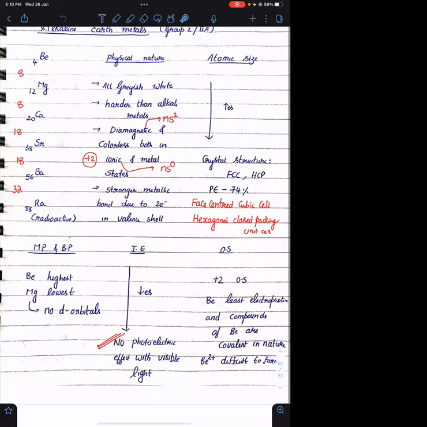In crystal structures, two structures are possible: FCC and HCP. We will understand what FCC and HCP are in the chapter of solid state. For now, just remember they have different crystal structures, FCC and HCP. FCC is called face-centered cubic. HCP is called hexagonal close packing.